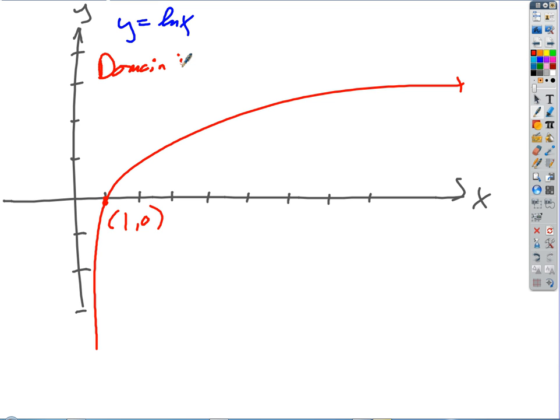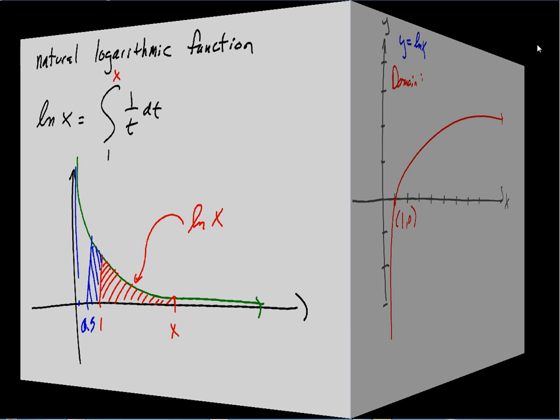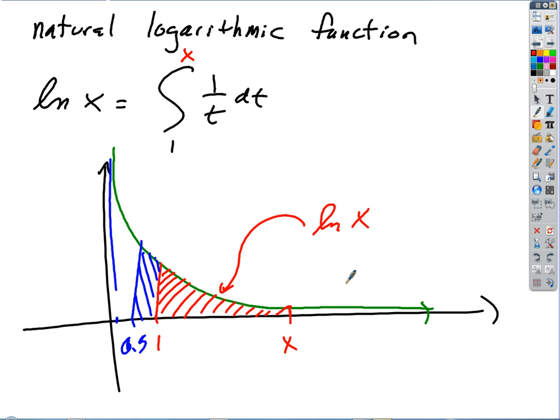Yeah, what's the domain? So, looks like all positive values. Could x ever equal 0? Doesn't look like it, does it? And it can't, because if we look at the way this is defined, a 1 over t graph, it's asymptotic on the y-axis, isn't it? And so what do you suppose is going to happen to that area as I get infinitely close, from the right, to x equals 0?